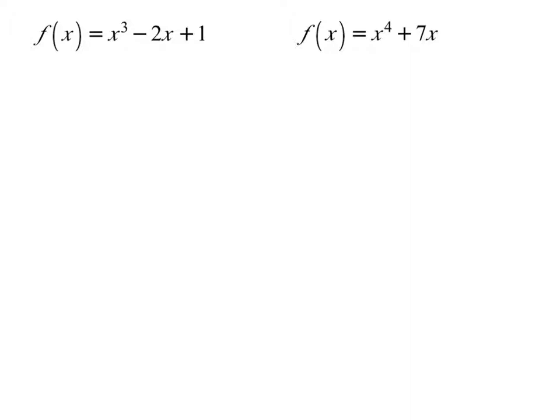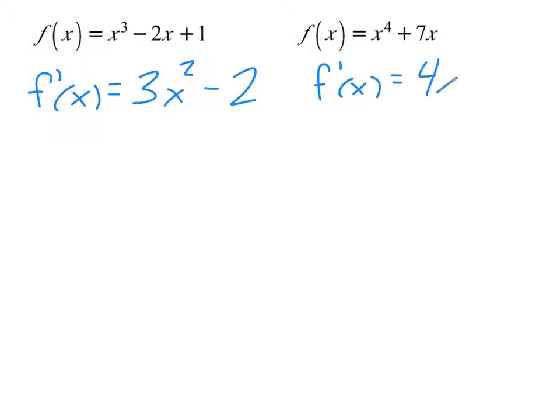All right, now let's go ahead and find each of these derivatives. So first up, f prime of x equals, so I carry down my exponent, so that's going to be 3 times the derivative, so that's n minus 1. So 3x squared minus 2. That's your final answer for that one. And for the second one, f prime of x equals 4x cubed plus 7.